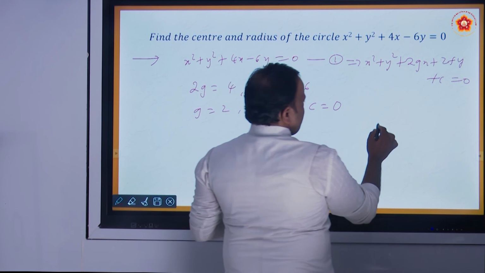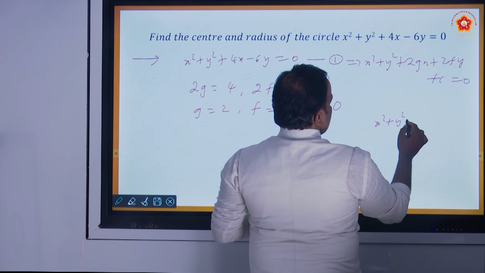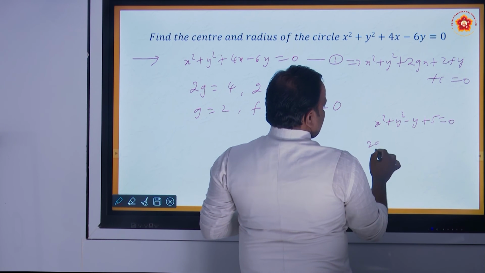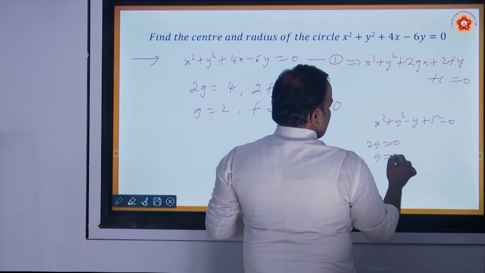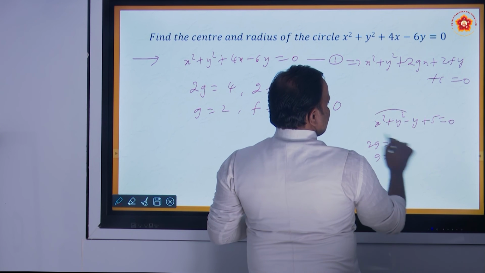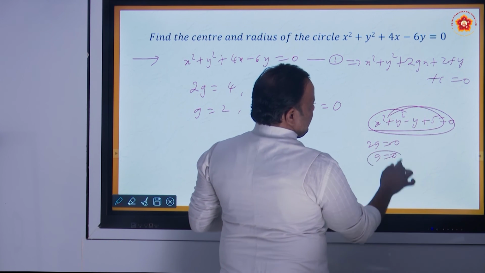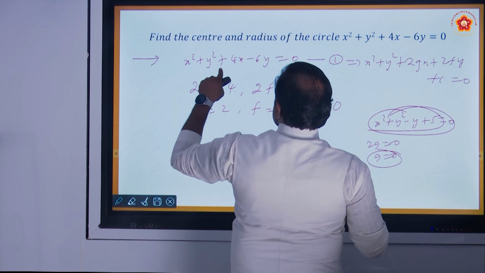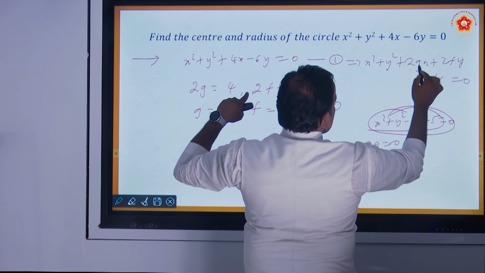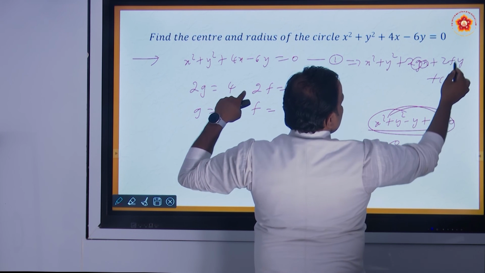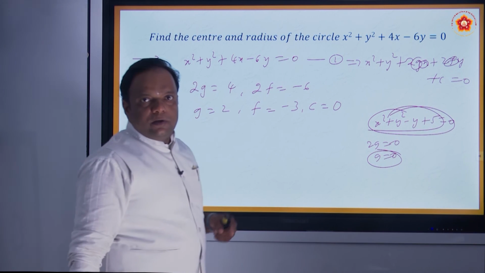Sometimes, observe here: x square plus y square minus y plus 5 equal to 0. What is 2g equal to here? 2g equal to 0, g equal to 0, because there is no x term in the equation. Write directly g equal to 0, because x is multiplied with g in the standard equation. There is no y term in this equation, so write directly f equal to 0.